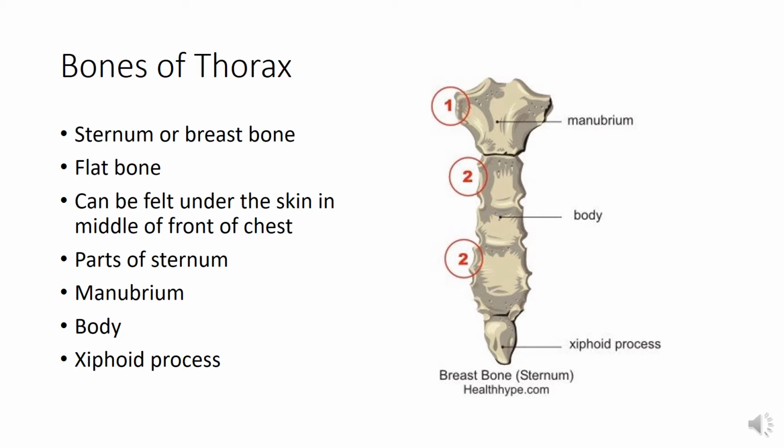So starting with the sternum, it is also known as the breast bone, and this is a kind of flat bone, and this can be felt just under the skin in the middle of the front of the chest. You can feel it yourself just under the skin in the middle of the front of the chest. Now it has got three parts: the manubrium, which is the upper part, then the body, which is the middle part, and the xiphoid process is the lower part.